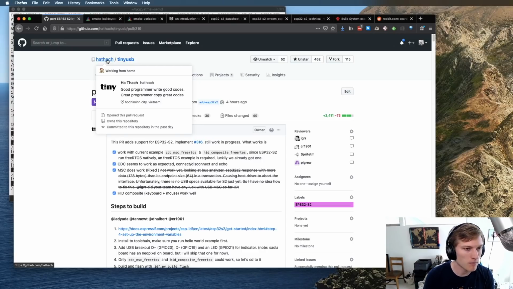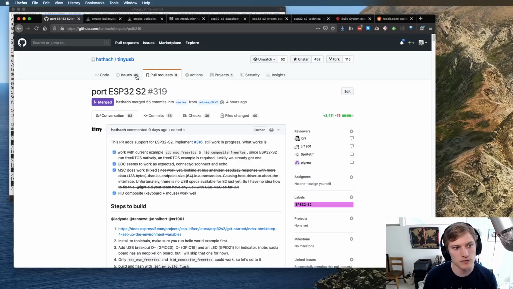I've been watching this stuff really closely, and in fact, Espressif is using TinyUSB in their ESP-IDF as well. So we're all heads down on this one USB stack, which is great, and it's the USB stack that CircuitPython is tied to as well.